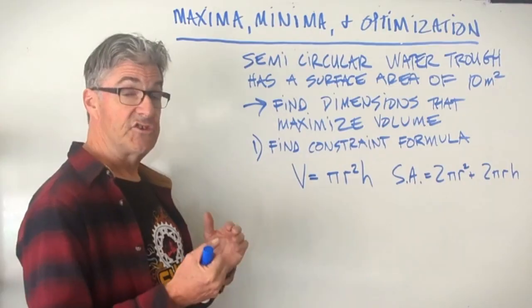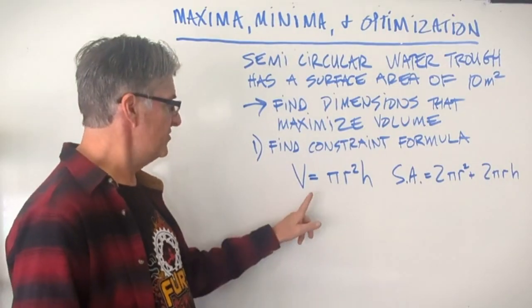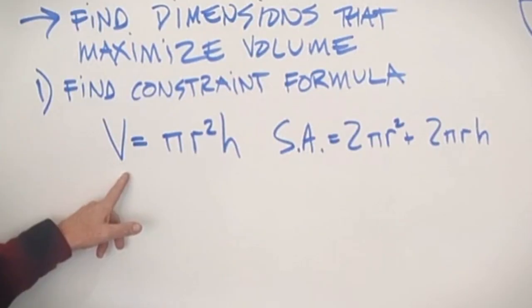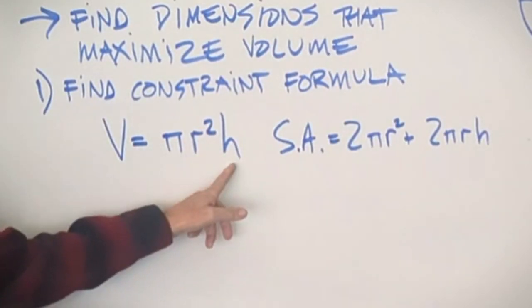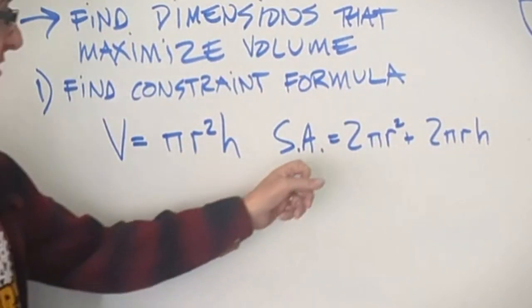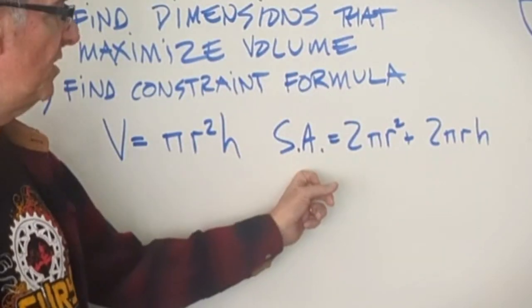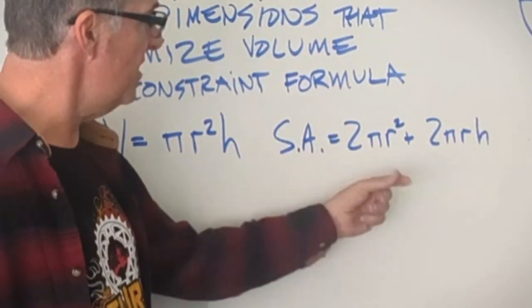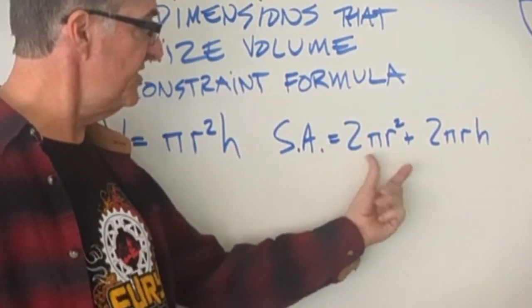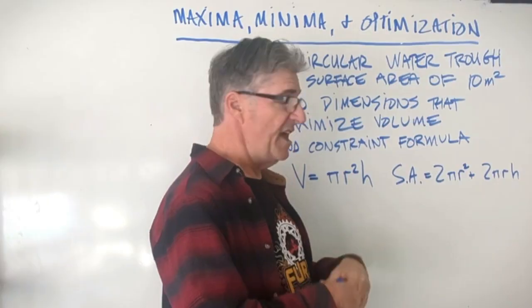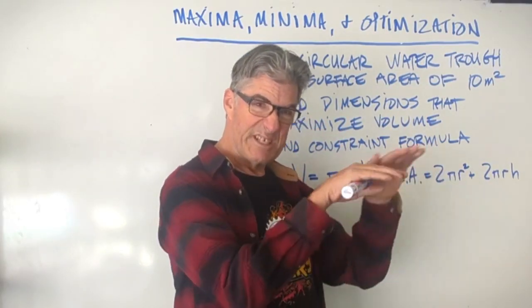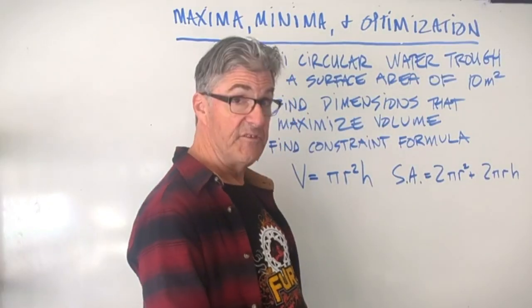Okay, here are the 2 formulas that we're going to need. Straight up here is the volume formula for a cylinder, pi r squared h. That's the area of the base times the height. That gets you the volume of the cylinder. The surface area has 2 terms. 2 pi r squared gives you the area of the bases, so there's 2. And then 2 pi r h gives you the area of the outside, the lateral surface area of the cylinder.